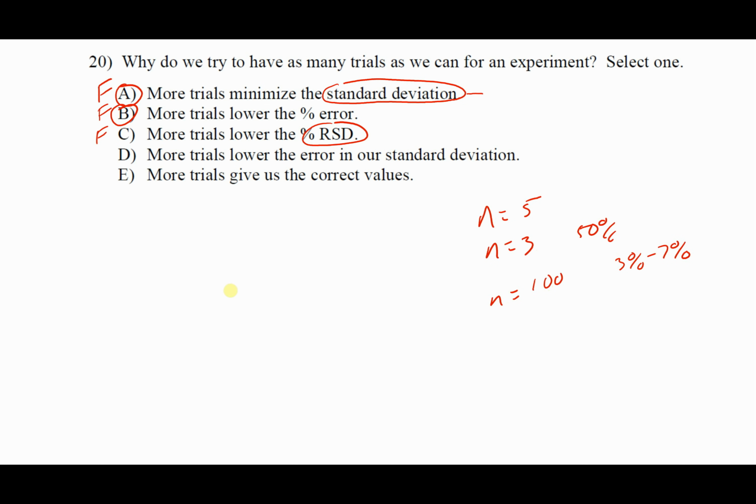Remember, that goes back to our delta S over sigma measurement. That's exactly what that is. We just know what it is better. More trials give us correct answers. That's just poor answer making on my part. So the answer is D.